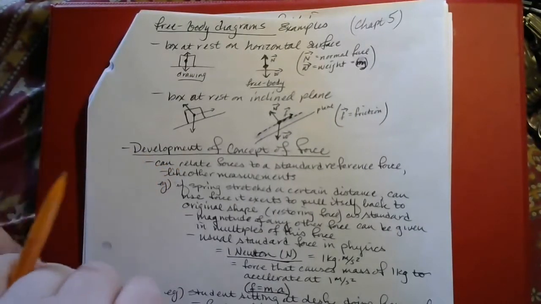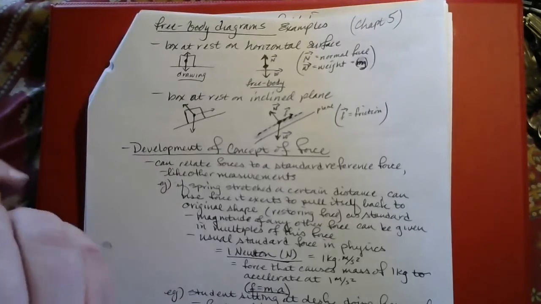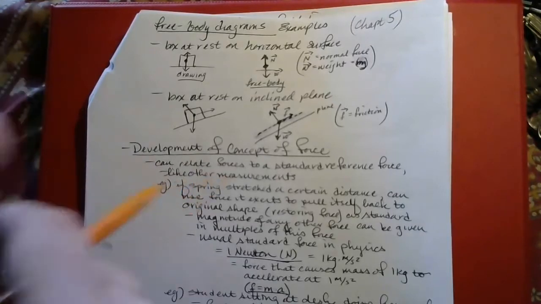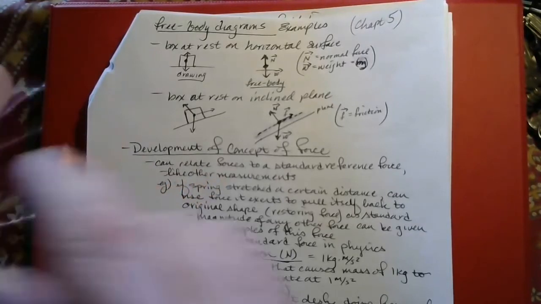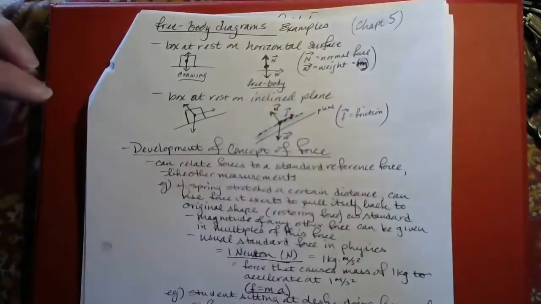That goes back to our old discussion about, mass is constant for any given object. It's a measurement of the amount of matter in an object. Weight, on the other hand, is affected by gravity. In fact, weight is mass times gravity.